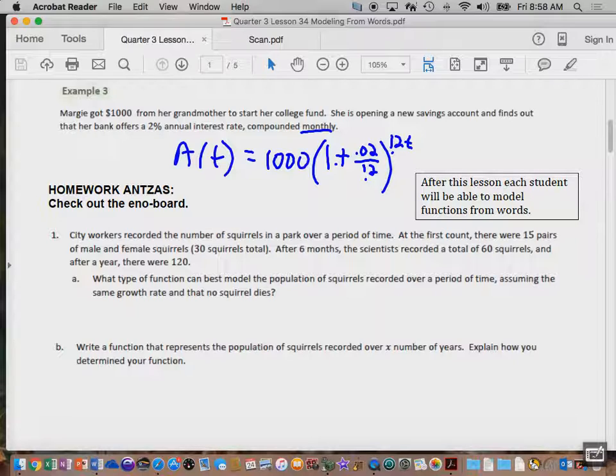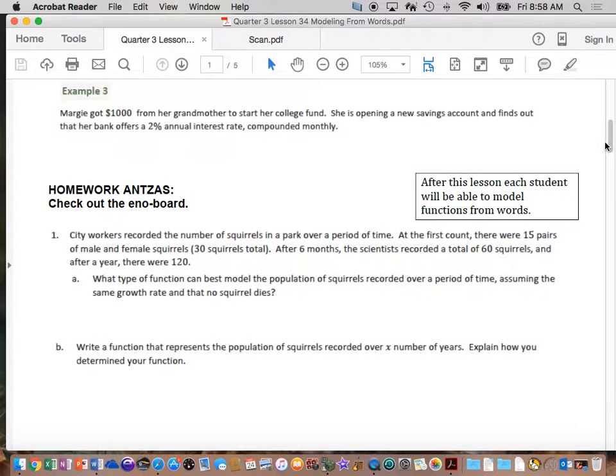Okay? They didn't ask you for the equation. I'm giving you the equation on top of it just to go a step deeper. What they want you to know is that this is an exponential function. That's what they want out of this. All right, so now let's go to the next one.